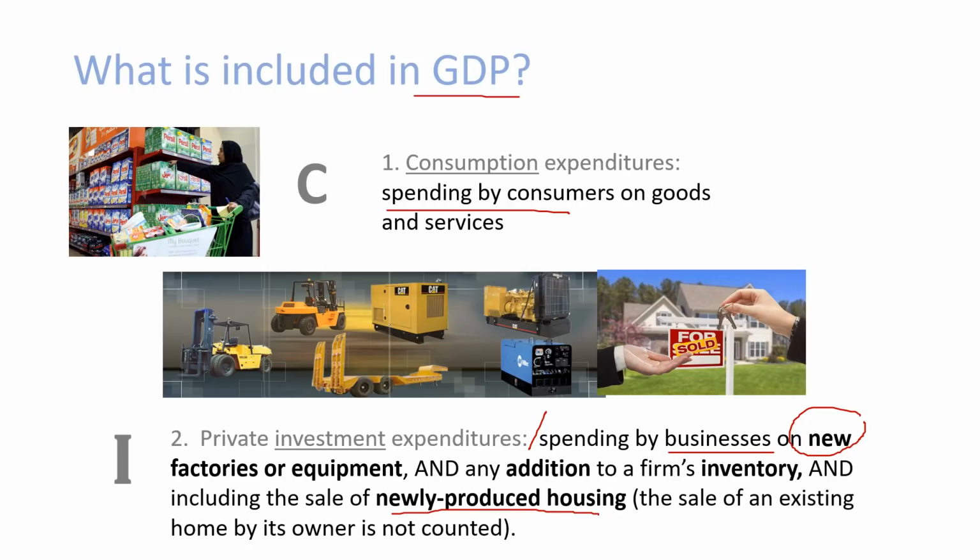Okay, the sale of an existing home by its owner is not counted. Let's say I have a real estate company that's selling new houses to their consumers, so it will be counted under private investment expenditure. We will not count the existing home sold by its owner. Why? Because it has already been counted in that year. Okay, so only new houses will be part of private investment expenditure. To avoid double counting, we are not going to count the existing home.